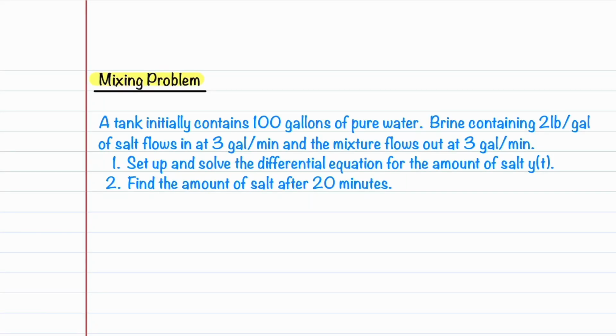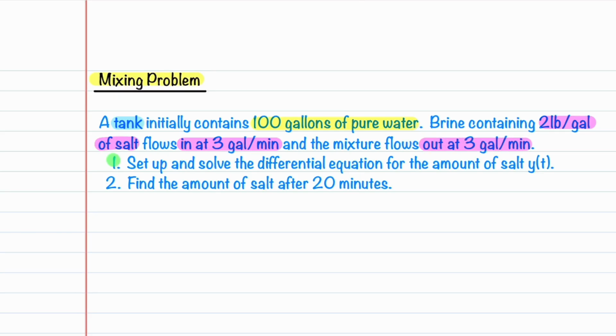In a mixing problem, what you're going to do is track the amount of a substance in a tank over time. Suppose a tank initially contains 100 gallons of pure water. Brine containing 2 pounds per gallon of salt flows in at 3 gallons per minute, and then the mixture flows out at also 3 gallons per minute.